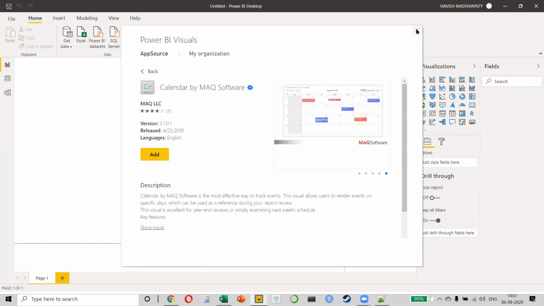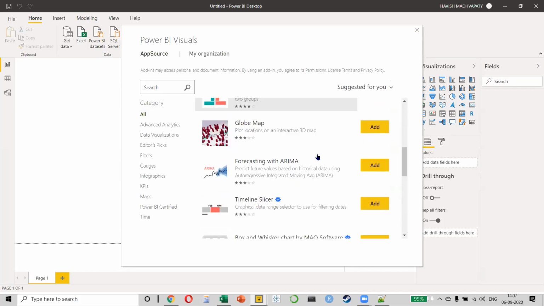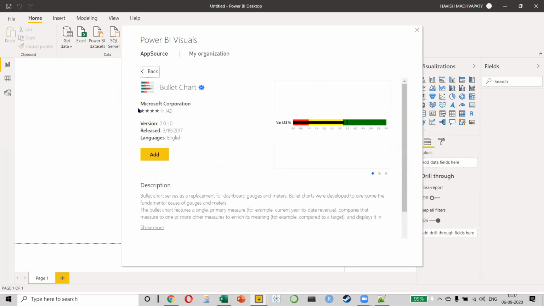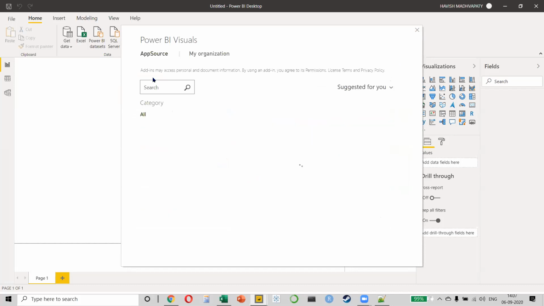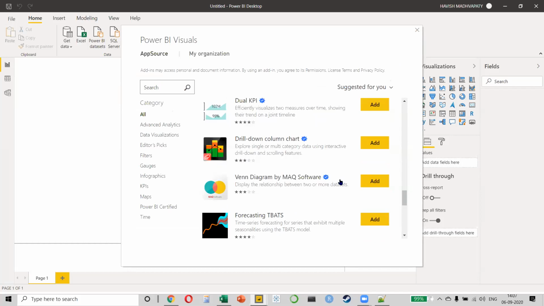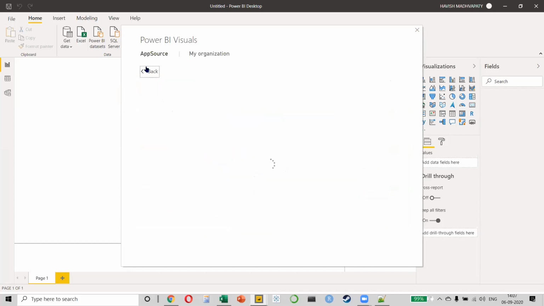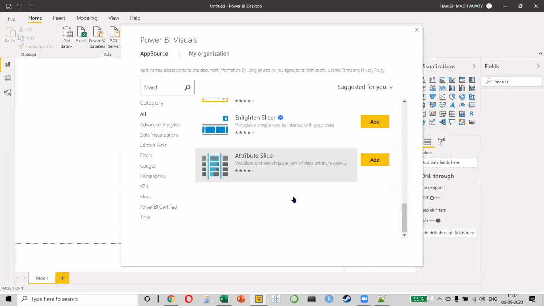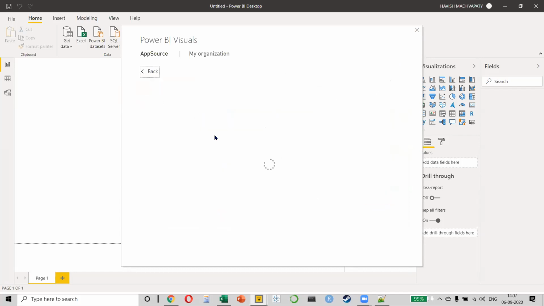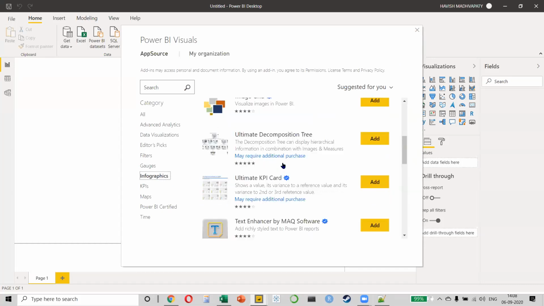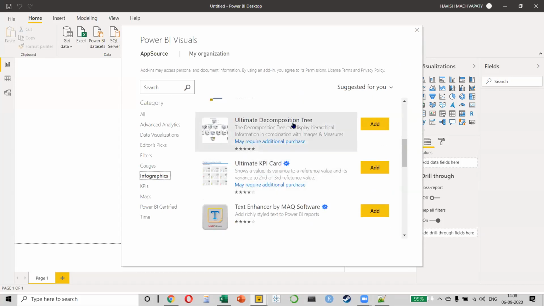I think this is an area where Power BI really has to work at ensuring that third-party visualizations also work well. For example, the bullet chart has been created by Microsoft themselves. That is why it works properly. But if you look at a visual like, let's say, the attribute slicer. Actually, attribute is also here. Only one second. Maybe the ultimate decomposition tree.